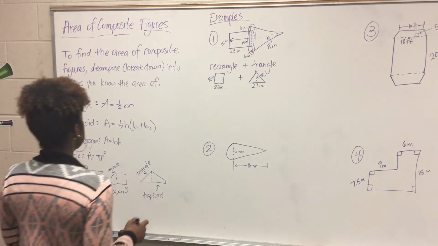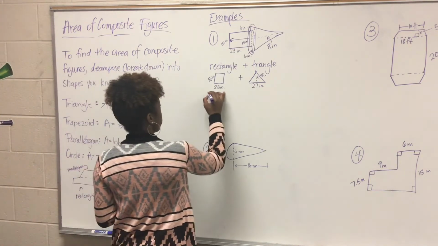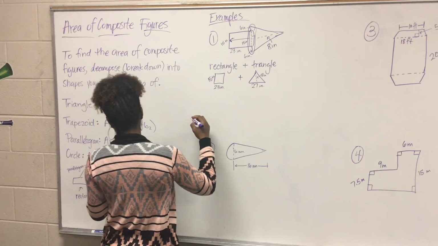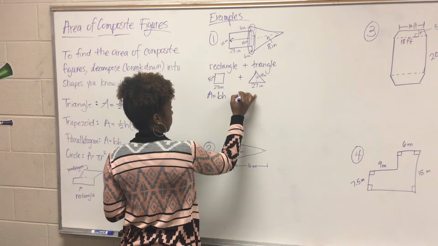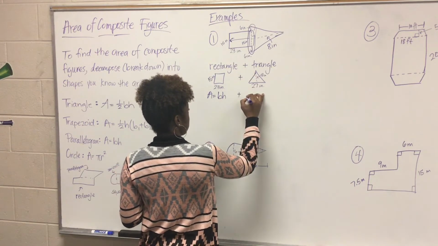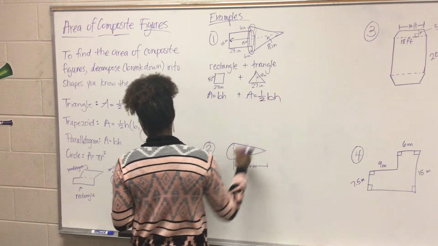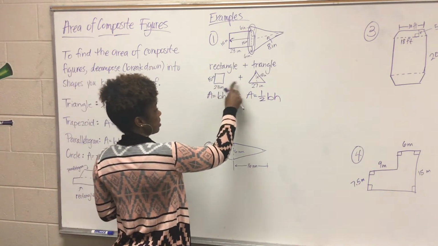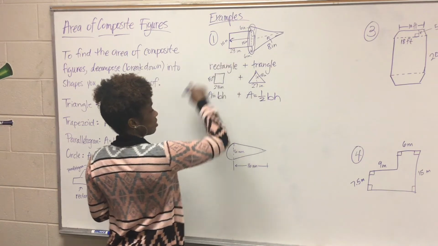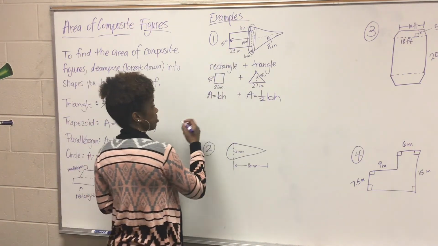Now, the next step is simple. Write the formula, okay? For the rectangle or parallelogram, area equals base times height. For the triangle, area equals 1/2 base times height. Now I need to fill in, which is why we did this step here, so I do not have to go back up to the figure anymore. It's just simpler to look at the figure once we've separated it.